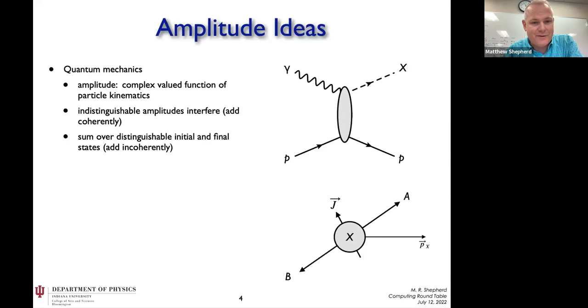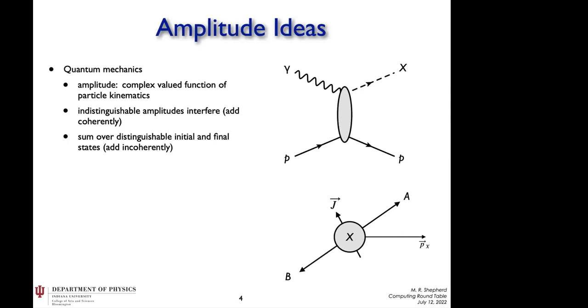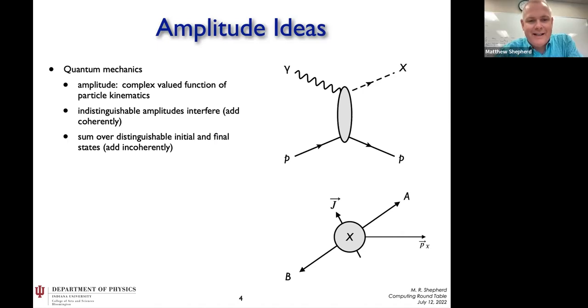So amplitudes. What are the ideas here? Going back to quantum mechanics, you formulate what happens in nature in terms of complex valued functions. They're typically written in terms of kinematics, like the four-vectors or momenta of the particles. And if you want to predict the probability that something happens, then you coherently sum all these indistinguishable paths, and you take the absolute square of this to compute the intensity and figure out the probability of an event happening. So there are some ideas there.